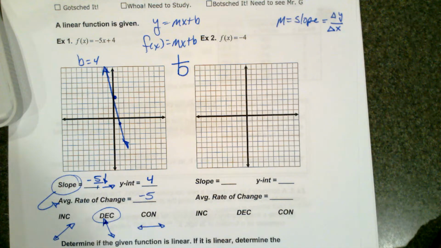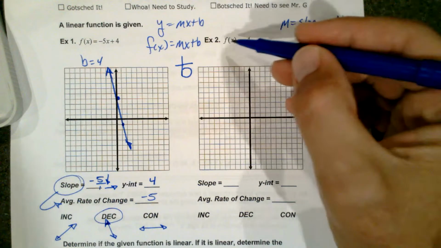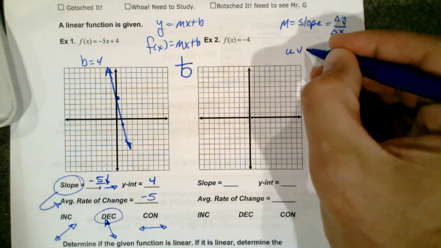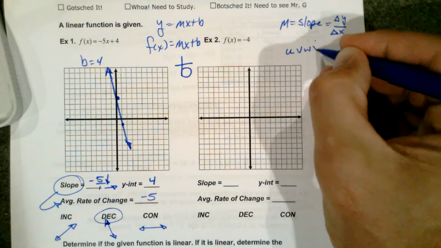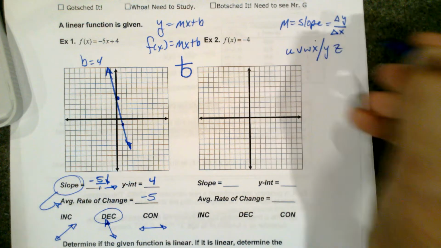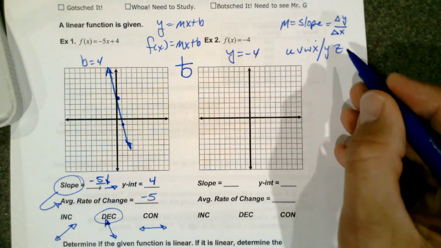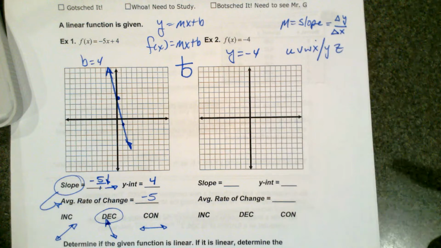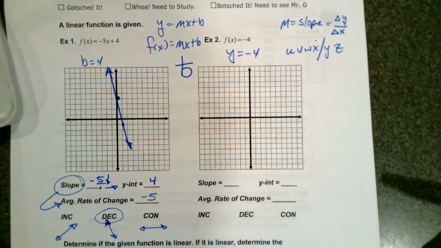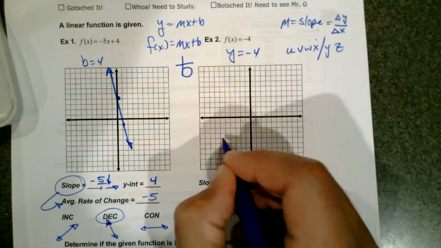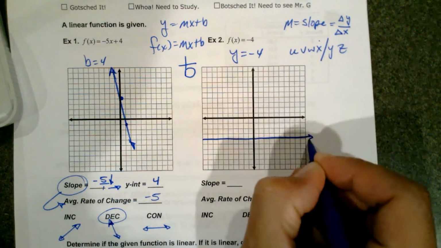Okay, so when we look at the next one, I've got f of x equals negative 4. Again, that goes to u, v, w, x, y, and z. This is a y equals line. This is, again, y, z, horizontal, has 0 slope. So we've got a horizontal line here. We just go down to negative 4, 1, 2, 3, 4. We just go across.